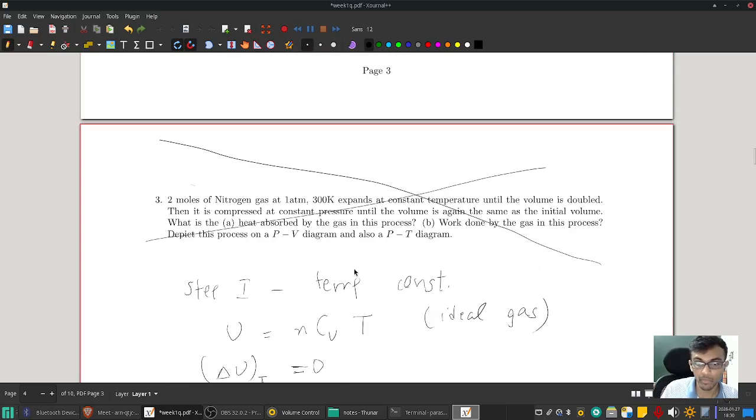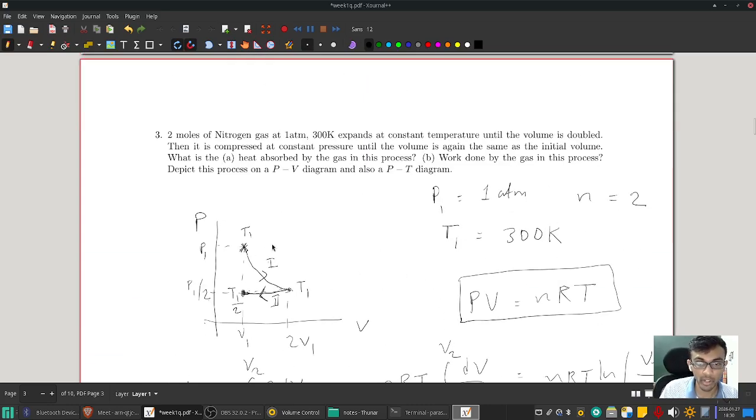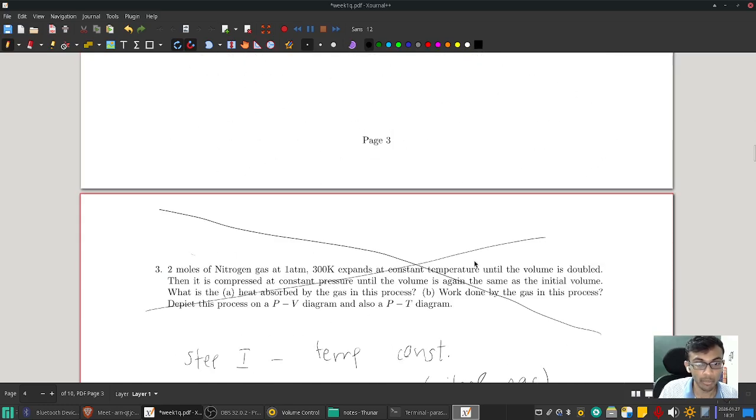Okay, so we just calculated the work done and the change in internal energy and used the first law to find out the heat absorbed in the process.